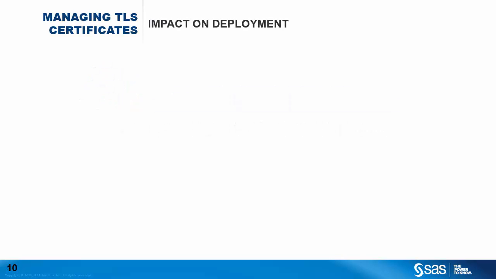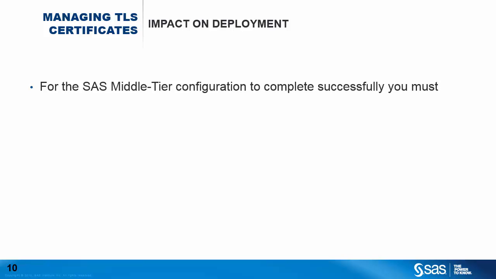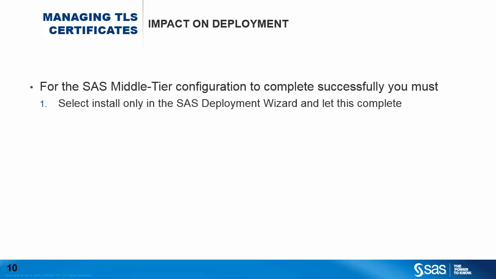So what impact do these changes introduced with the third maintenance release of SAS 9.4 have on deploying your SAS 9.4 environment? If you are using a site-signed or self-signed certificate for the SAS web server, you will need to complete the following steps to successfully deploy the SAS middle tier. First, you'll need to complete the installation stage of the SAS Deployment Wizard. We need this to complete and the SAS Deployment Wizard to close before we can move on to the next step.